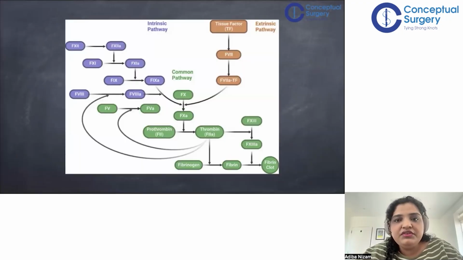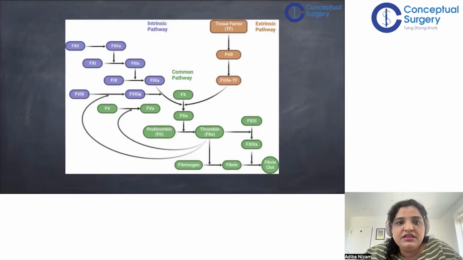So here we have the extrinsic pathway in orange, the tissue factor, which was the factor 3. This, along with the factor 7, forms a complex which goes on to activate the factor 10. Where it's written factor XA, that is the activated factor 10. This will convert prothrombin to thrombin. Thrombin will go on to convert fibrinogen to fibrin, which will lead to the formation of a fibrin clot.